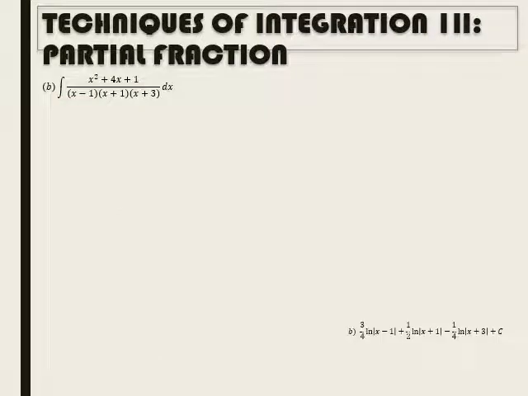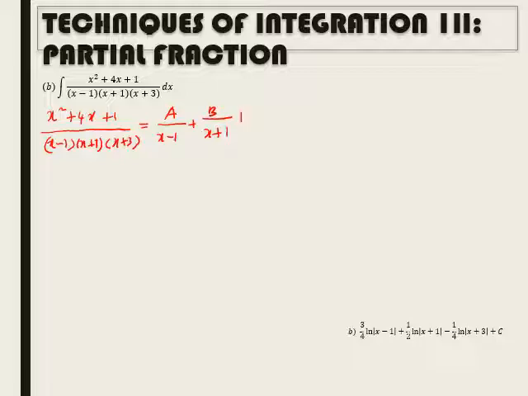Okay, next example, let's try this. So now we have 3 factors. So now you find the partial fraction first. x minus 1, x plus 1, x plus 3. So it's different linear factors, so it should be a over x minus 1, b over x plus 1, plus c over x plus 3.